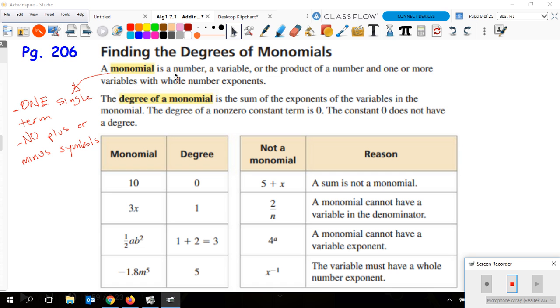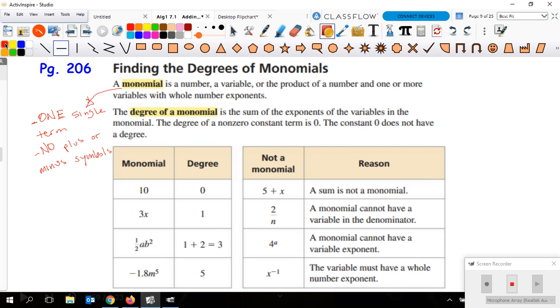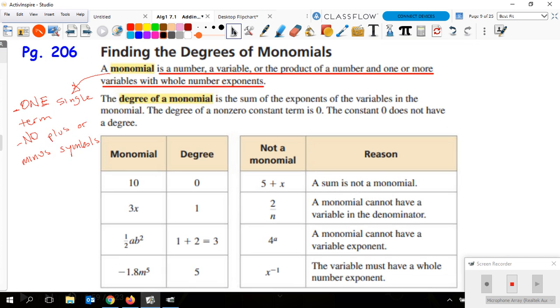So you can see here that the monomial is a number, a variable. It could be a number, like I said, it could be 4, it could be a variable, it could be x, or the product of a number and one or more variables. That's what you want to put down. Let me underline that with you. So it's right here: a number, a variable, or a product of a number and one or more variables with whole number exponents. So it can't have fraction exponents. It cannot have negative exponents.